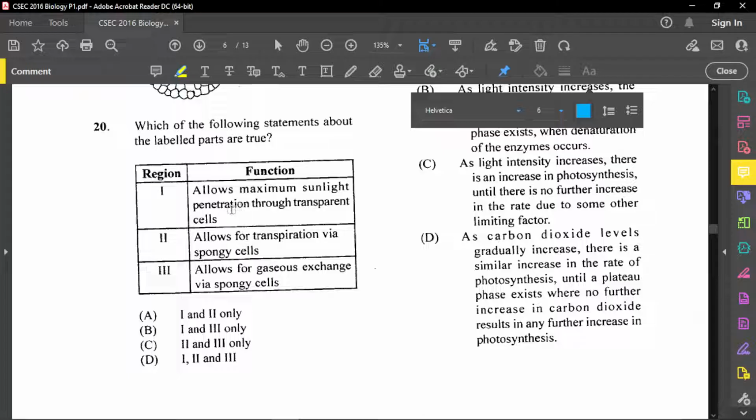Yes, so the upper epidermis, they need light to pass through them, even though they protect the leaf, but the light is able to pass through them so they could reach the palisade and the spongy mesophyll cells.